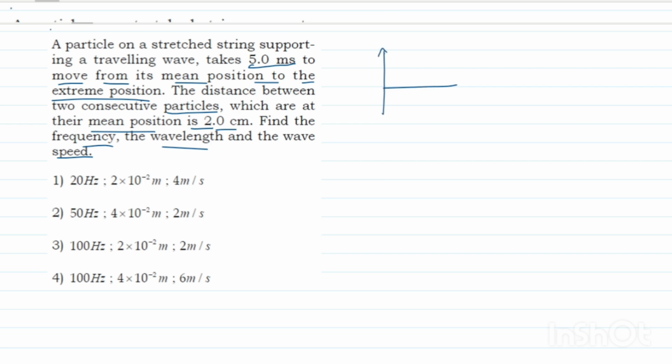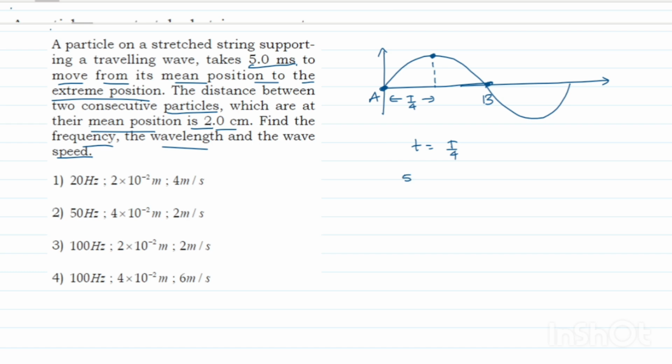Let us take one wave traveling in the medium, and I am just taking two points, A and B. It takes 5 milliseconds to move from the mean position to the extreme position. This is the mean position at point A, and this is an extreme position. How much time will it take from here to here? It will take T by 4 seconds. That means t equals T by 4.